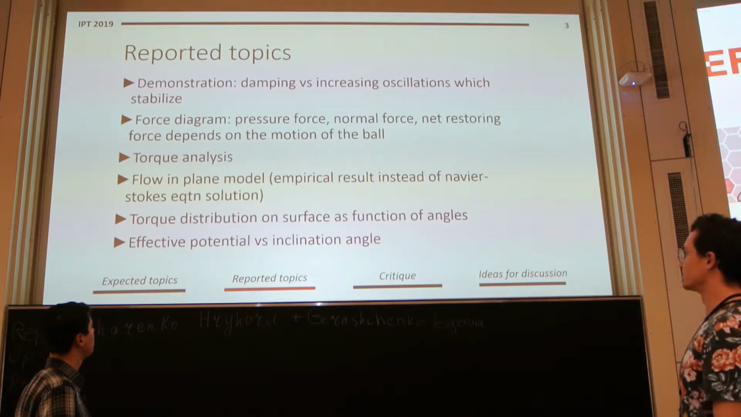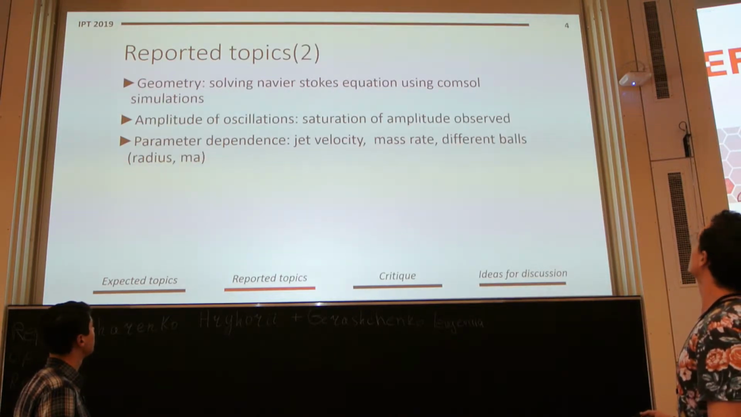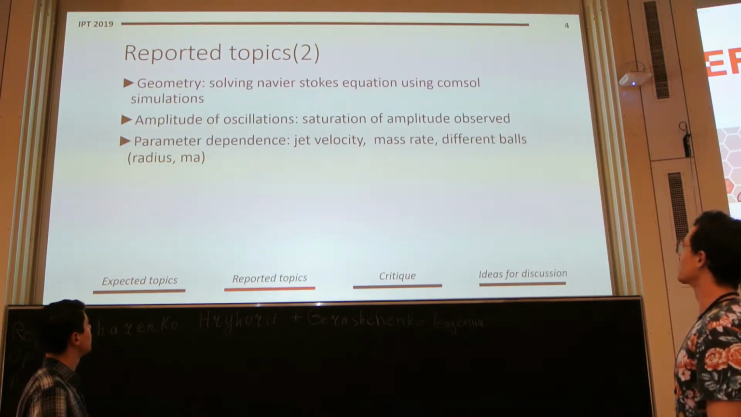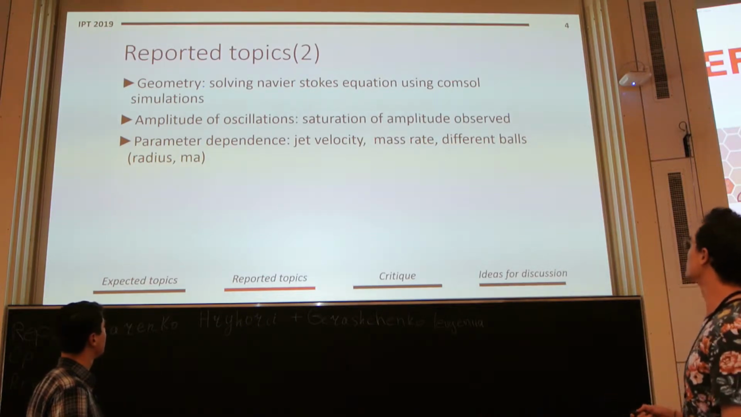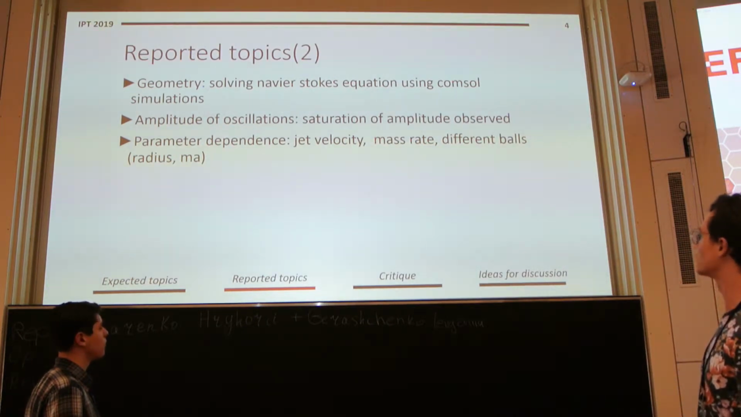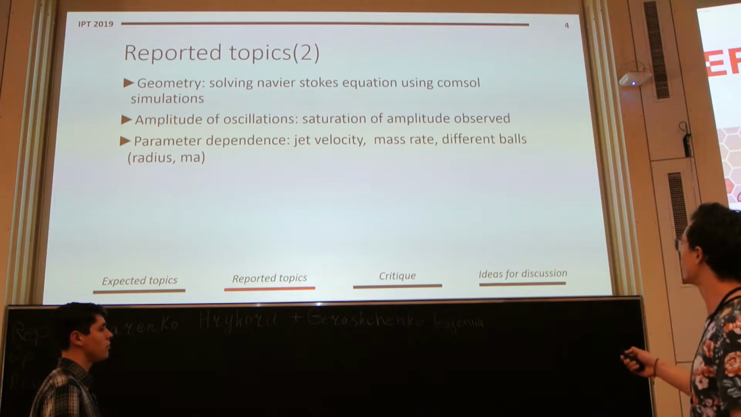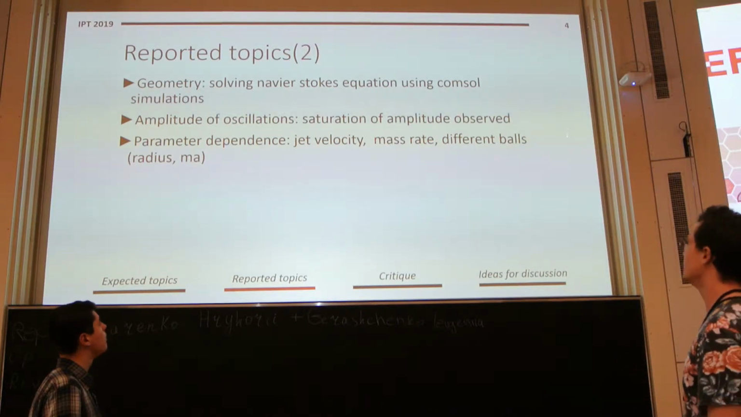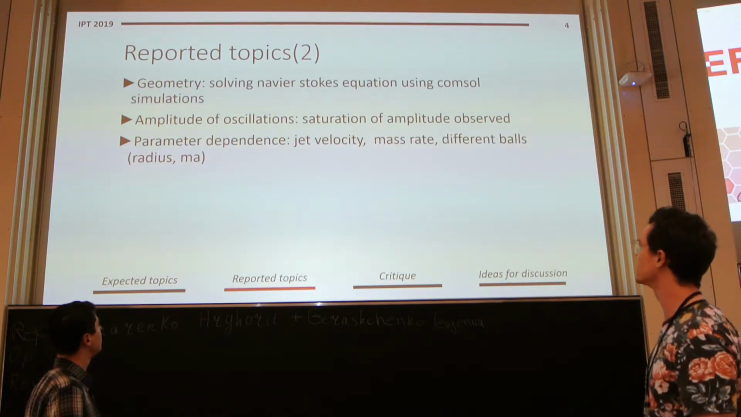And effective. Yes, considerations with the Navier-Stokes equation. Then we had the study of the amplitude of oscillation as a function of a few parameters. And most of the parameters that we considered were just velocity, mass rate, and different balls, radius, and mass.